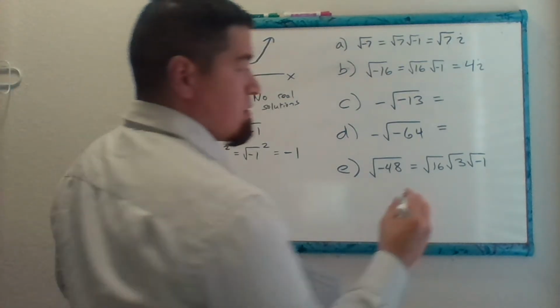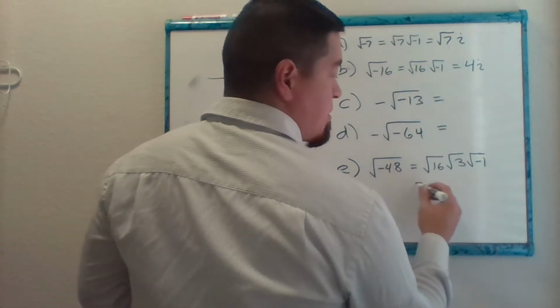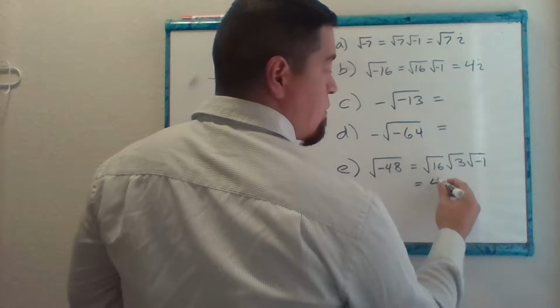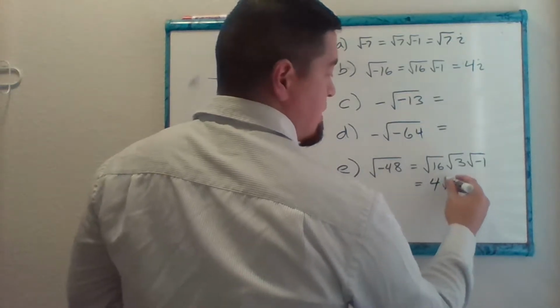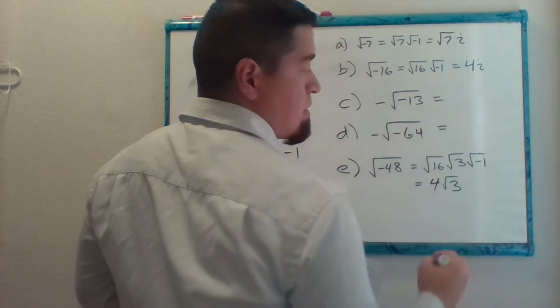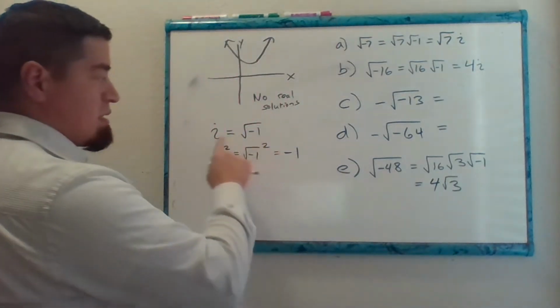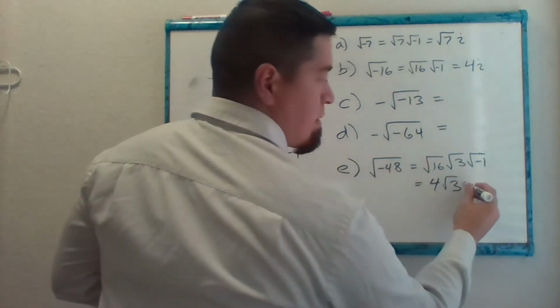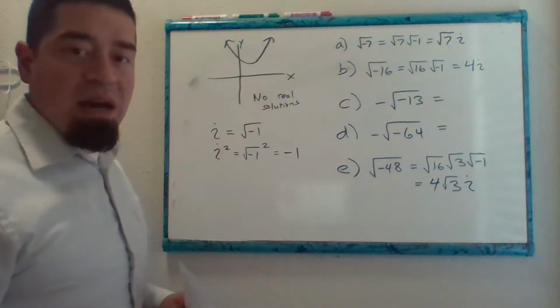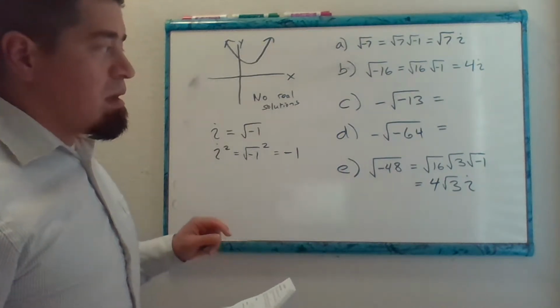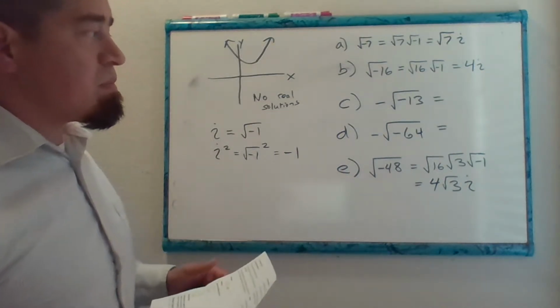A couple of things I know. I know the square root of 16, that's 4. I don't know the square root of 3, and I know what the square root of -1 is. The square root of -1 is i, so I would just put i there. And so there's my solution.